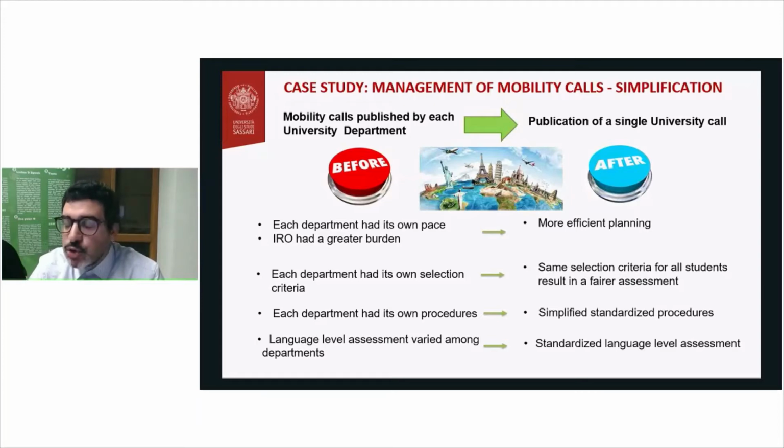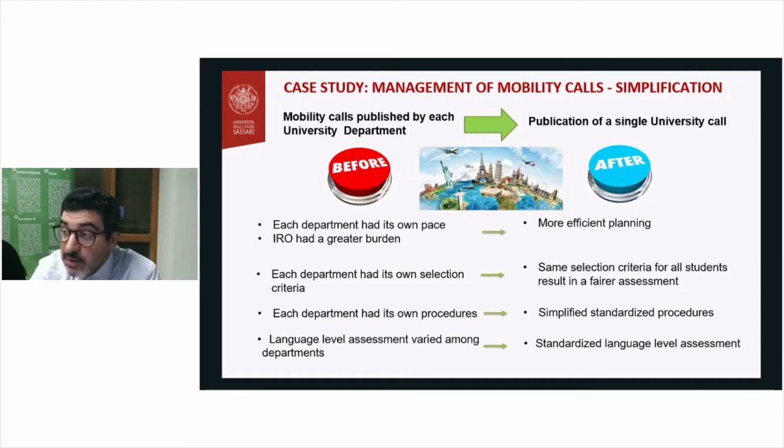In that case, the International Relations Office had to spend more time in the collection of data from the departments, also because the departments had different selection criteria, and in some cases some courses that we had were shared by different departments because they were interdepartmental selections. And so things in that case were a bit complicated, and also depending on the subject and the specific activity of the students, the language level assessment was different among different departments. So in one case students were required to have a specific level, and in another case another level.